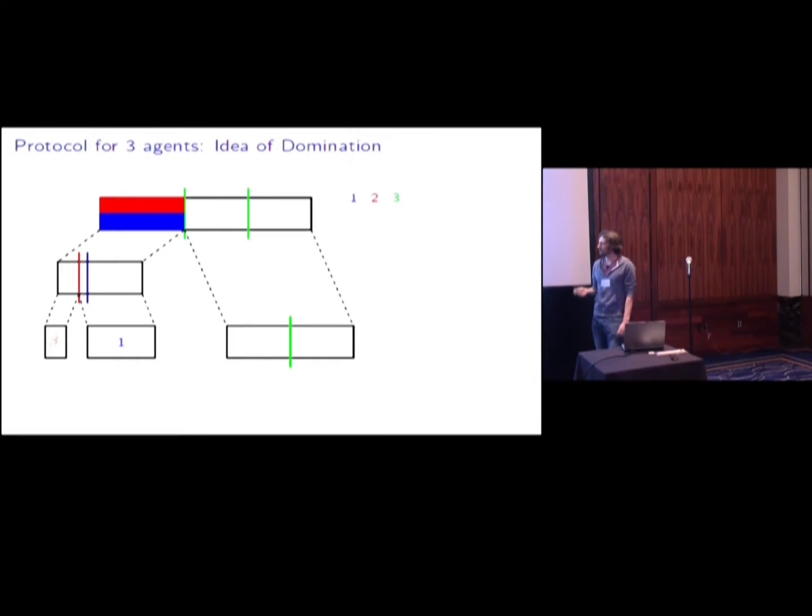And then of the 2 remaining pieces of cake, agent 2 gets his most preferred, and agent 3 gets whatever's left over. And everyone's happy because agent 3 thought all pieces were equal, and he got a full piece. Agent 1 was willing to trim more than the piece he got anyway, and agent 2 thinks the 2 pieces, the piece that 1 got and the piece that 2 got, are equal. So beta is the residue, and alpha is this partial allocation of the cake. So this tells you how to find a partial allocation of a cake.